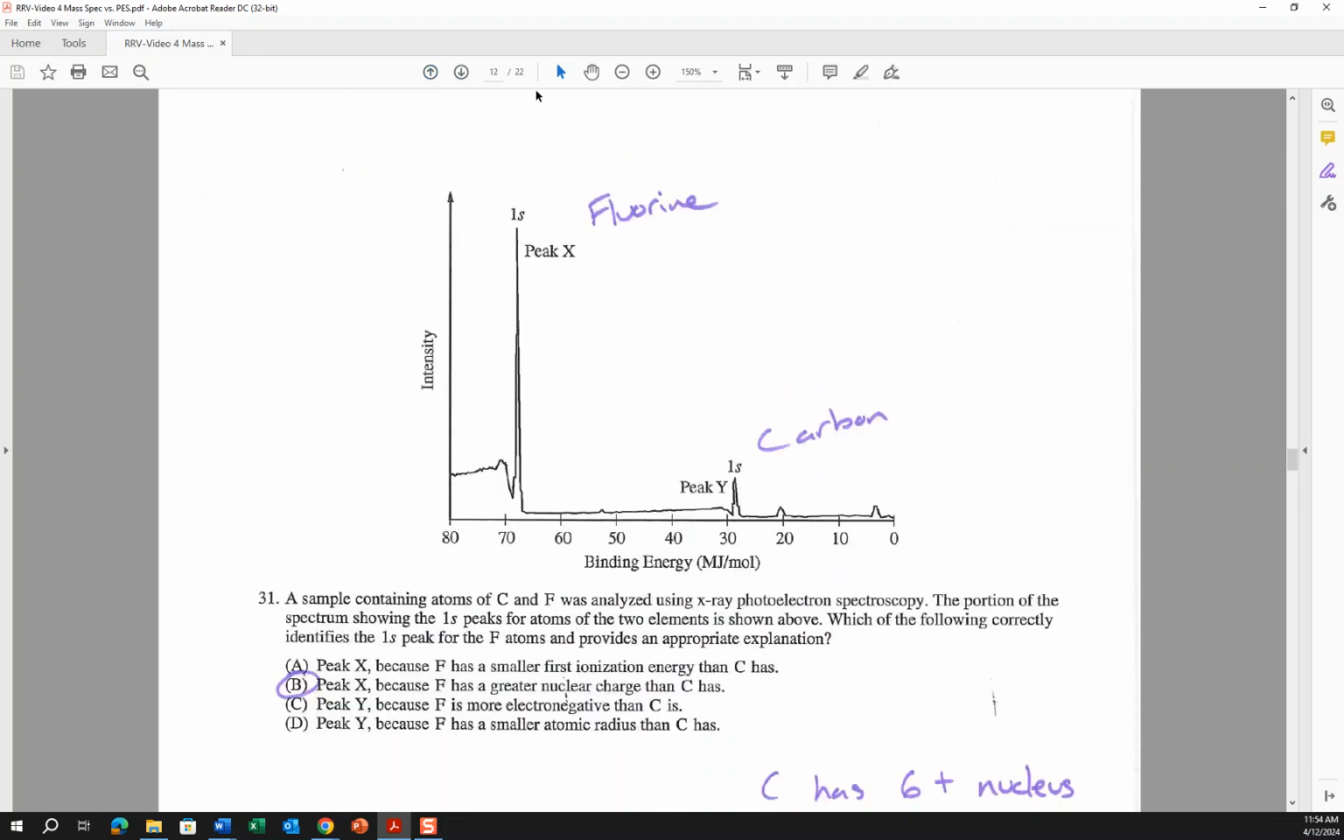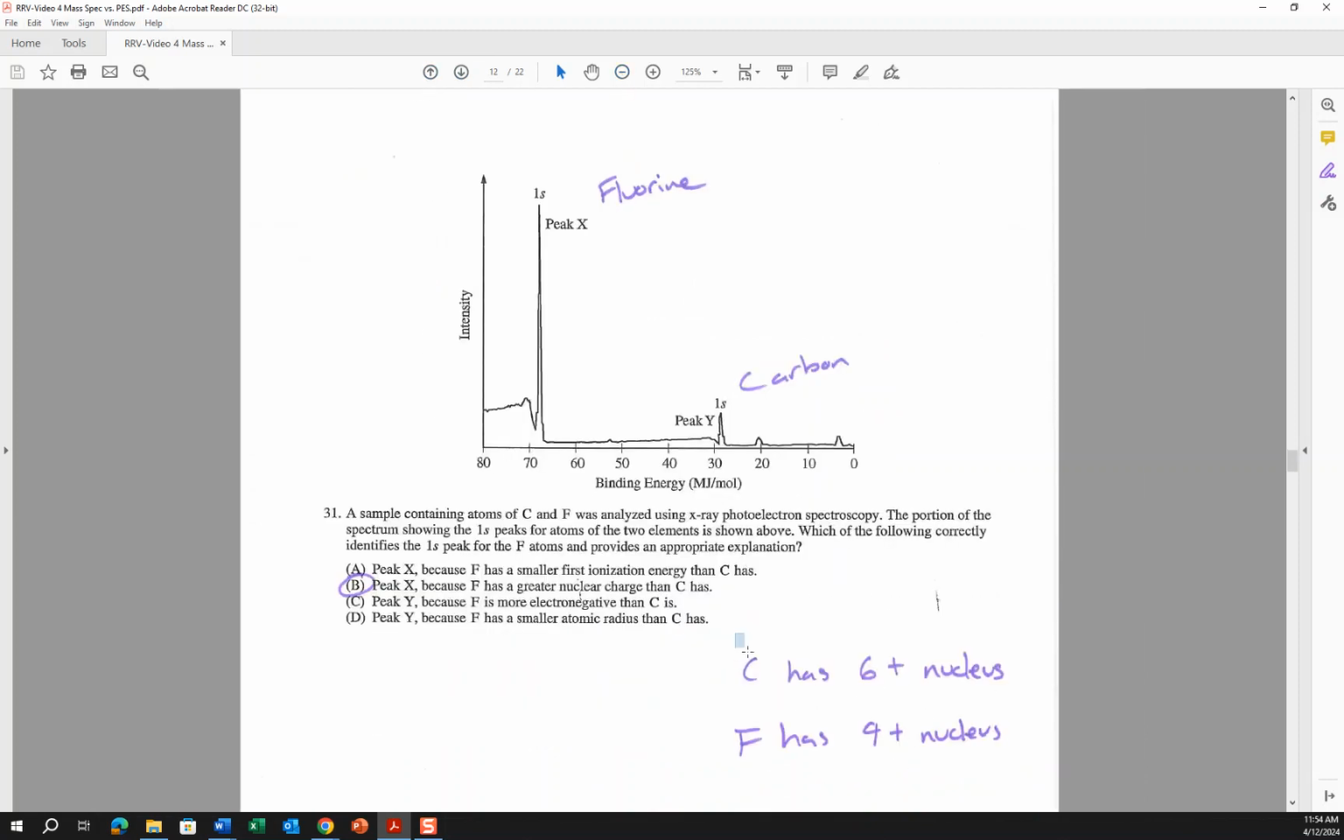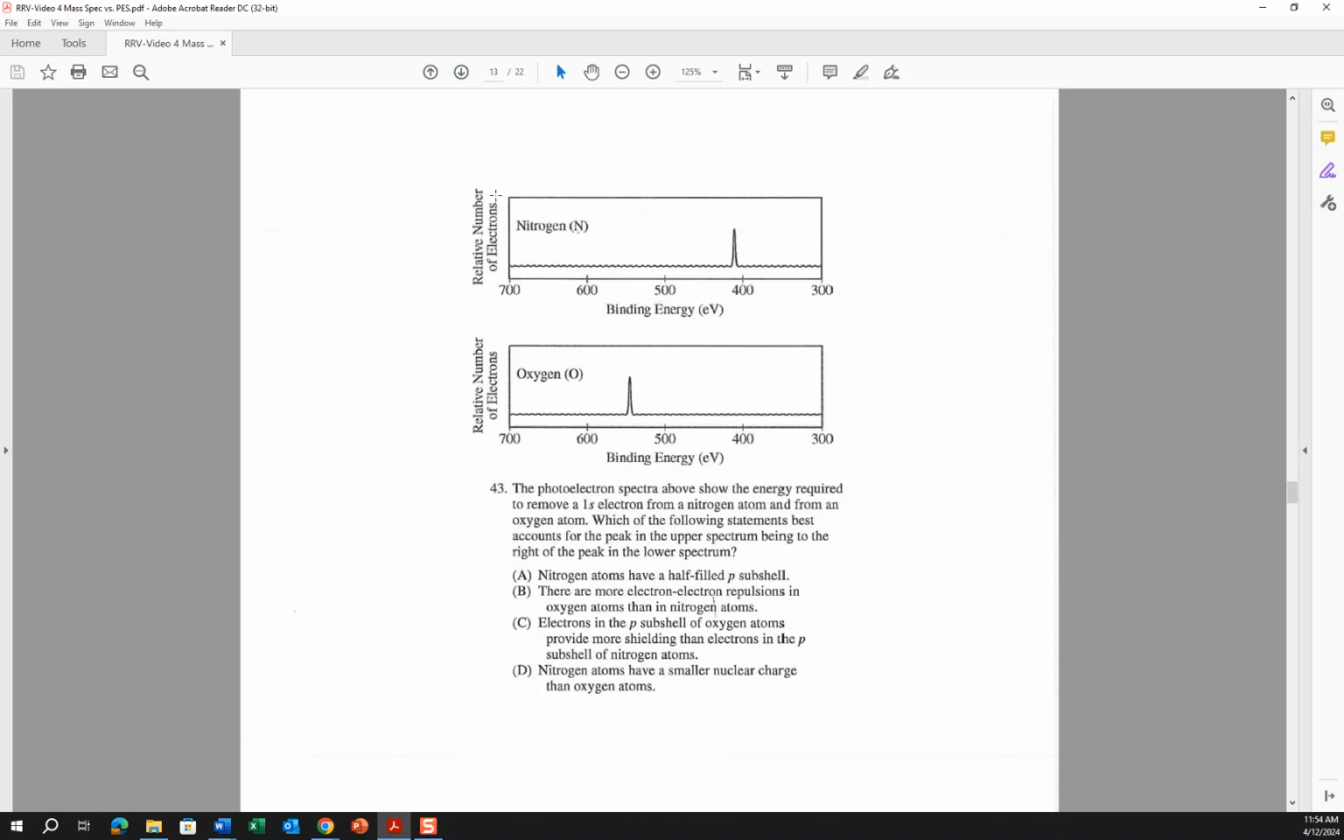All right. So again, it's based on the protons in the nucleus. Carbon has a +6 nucleus. Fluorine has a +9. Okay. So here we're given the peak for nitrogen's 1s peak and oxygen's 1s peak.